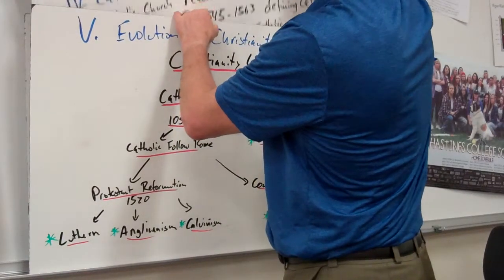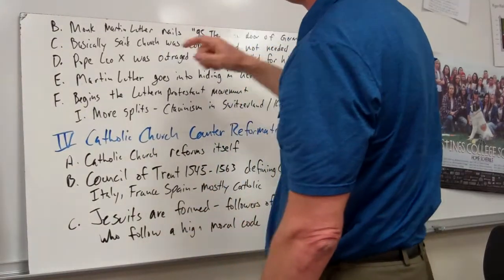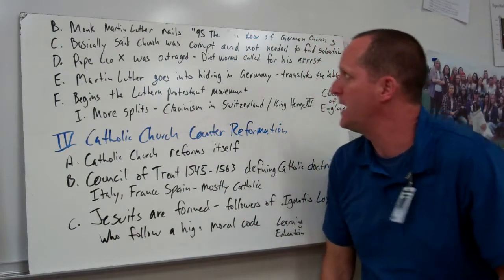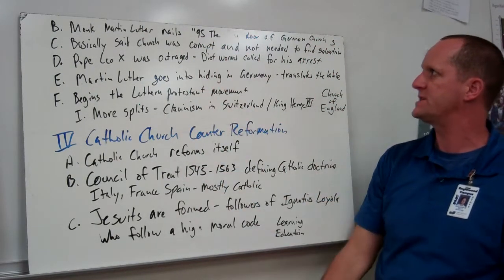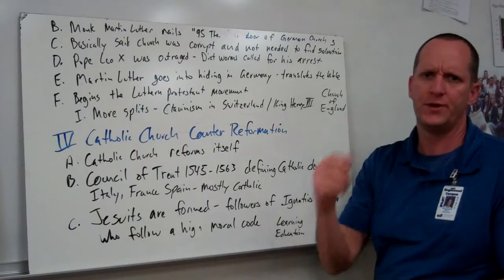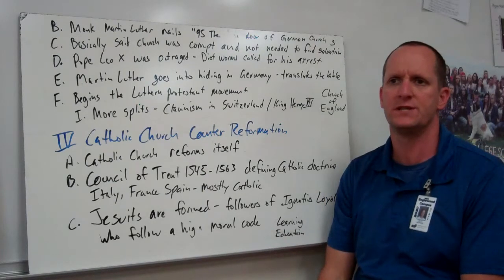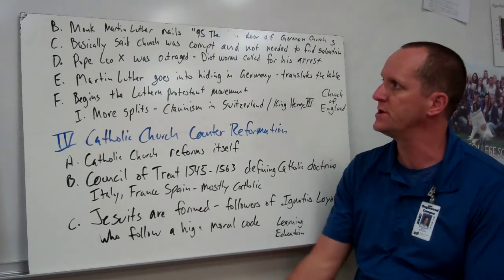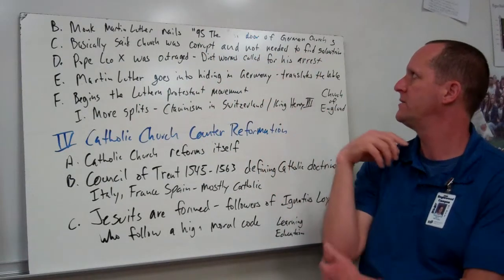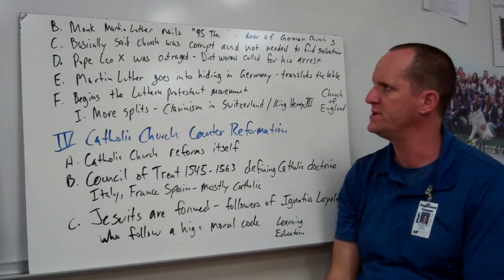One of those people was the monk Martin Luther. So, Martin Luther nails the 95 Theses to the door of the German church. Luther felt very strongly against the sale of indulgences and the corruption of the church. Basically he said the church was corrupt and the church was not needed to find salvation.